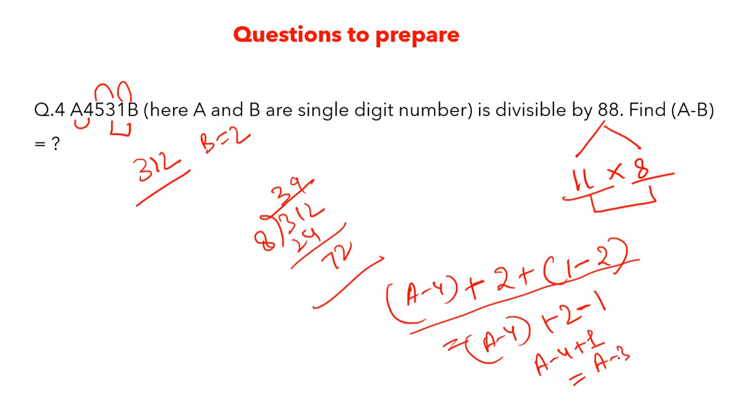So what can we put here? We can put 3, because it is given that A is a single digit number. So 3 minus 3 is going to give us 0, which is divisible by 11, because 0 is divisible by any number. So that is what we have. Now we got the value of A, it is 3. Value of B, it is 2. So A minus B is going to be 3 minus 2, equal to 1.